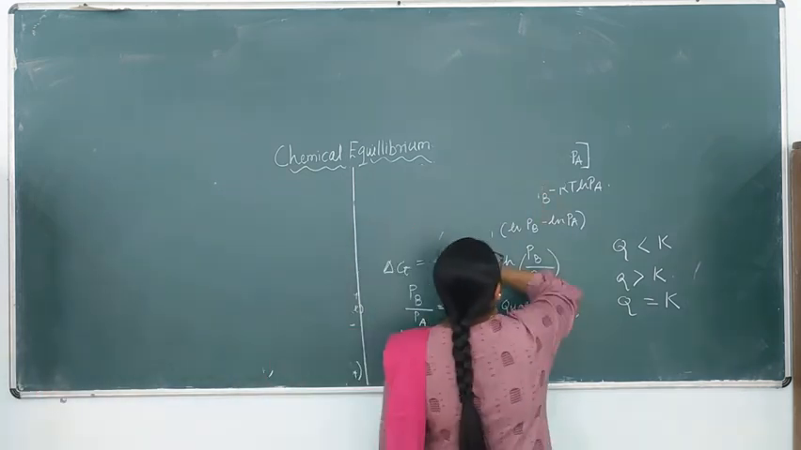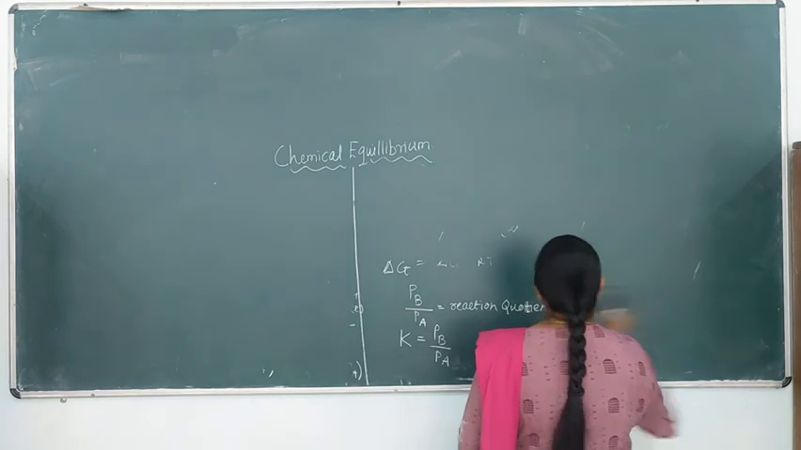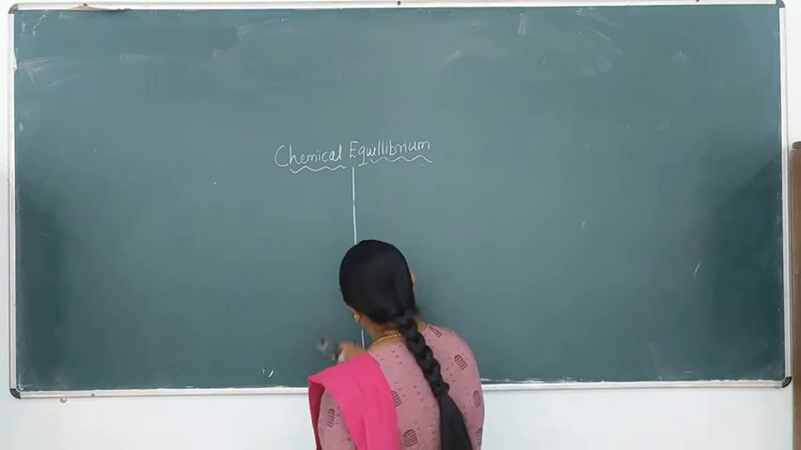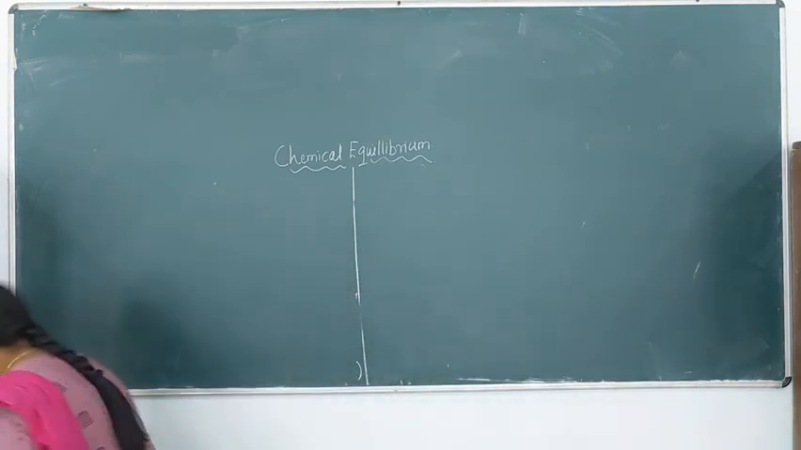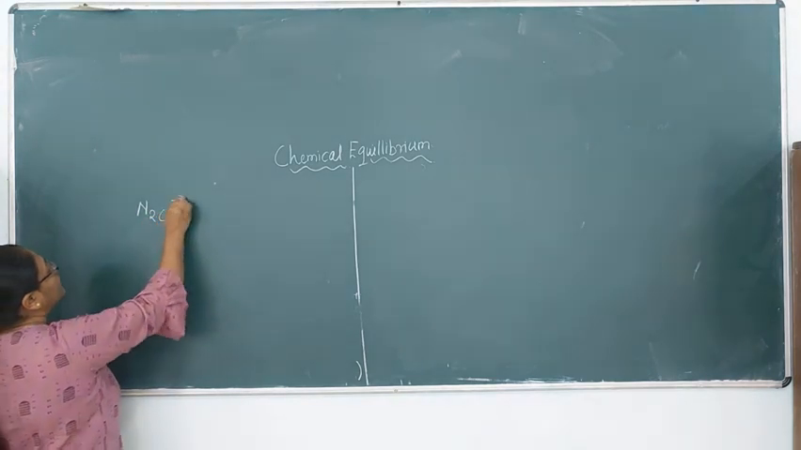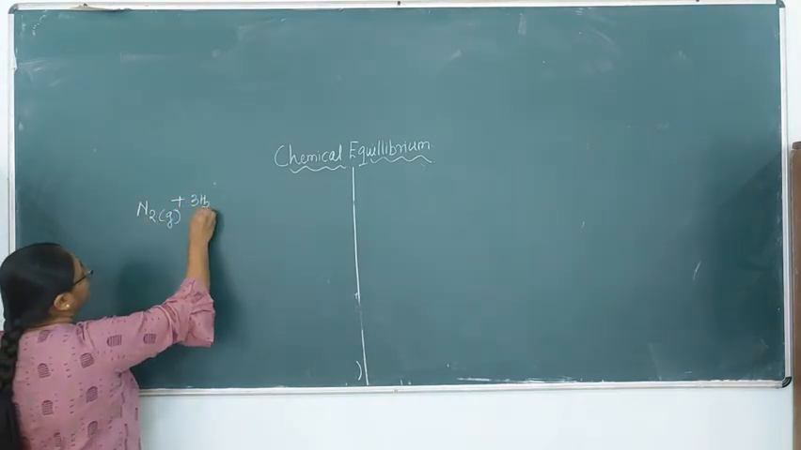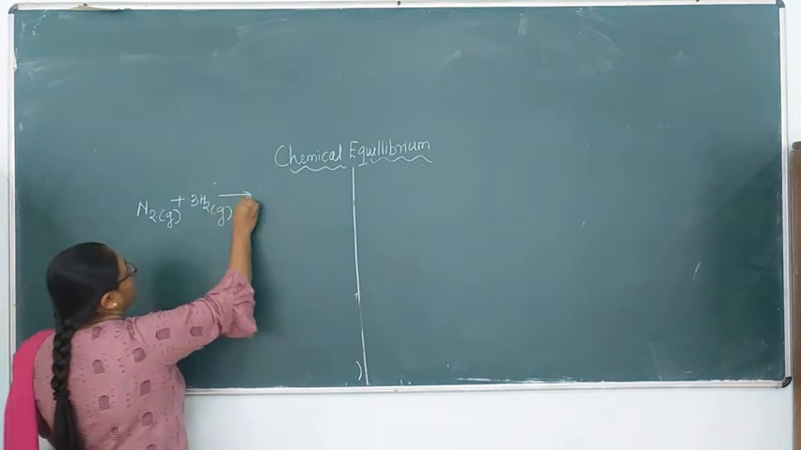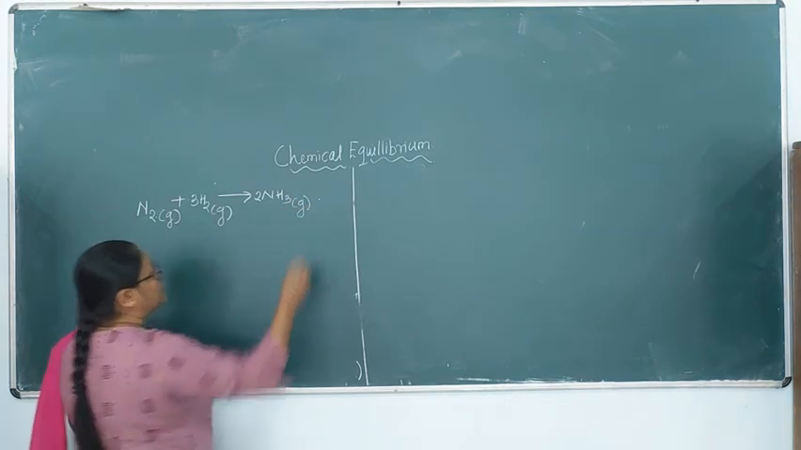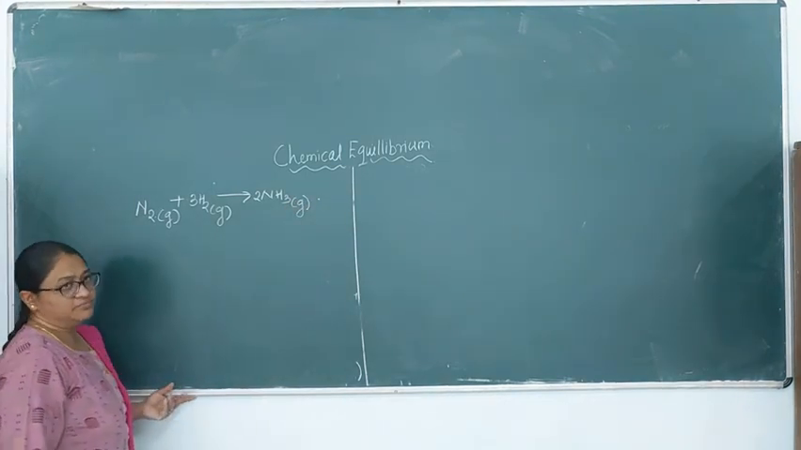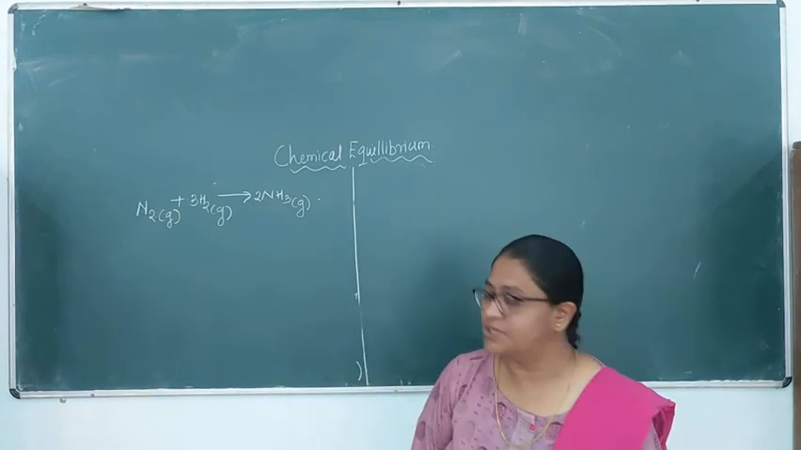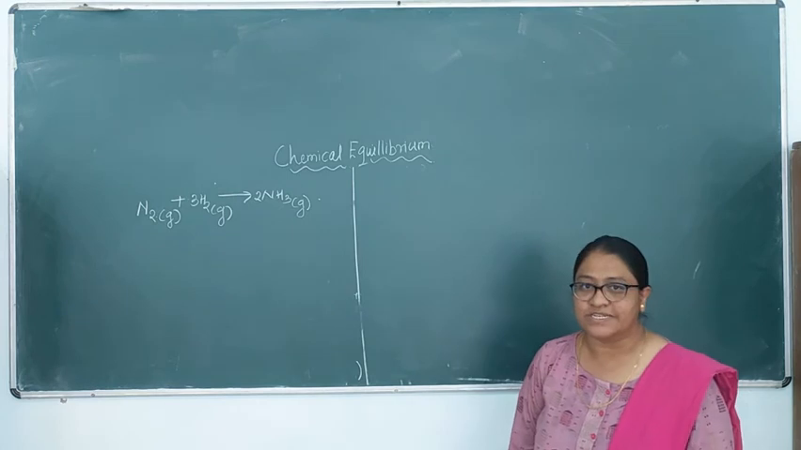Alright. Now we are going to see how to write the equilibrium constants for a reaction. Examples we are going to see. One example: the formation of ammonia by the Haber's process. This is the reaction. Now for this reaction, we are going to write the equilibrium constant. So how to write the equilibrium constant?